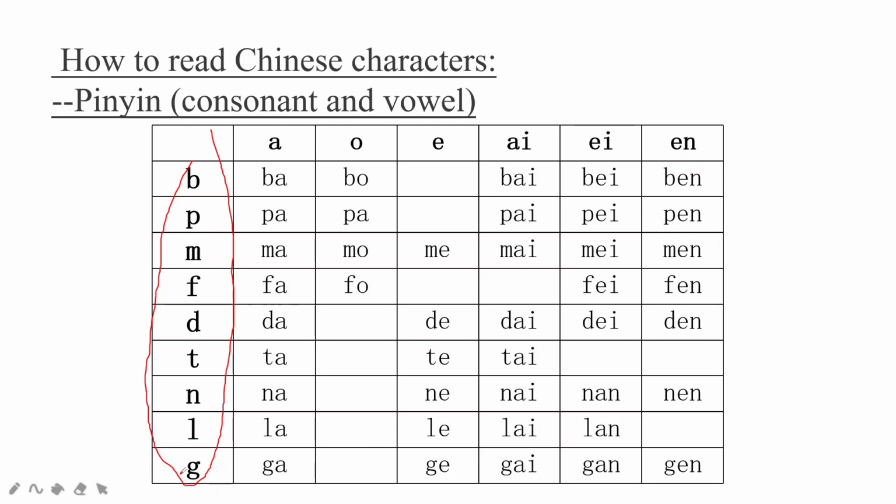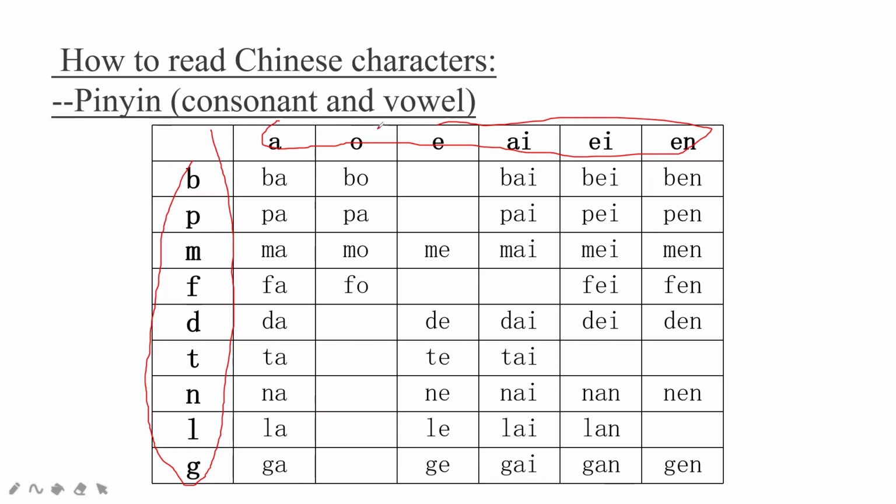How do we read these? Bo, po, mo, fo, de, te, ne, le, ge. Of course, we have some more. I just take a few to teach. And these are the vowels. We call them a, o, e, i, an.